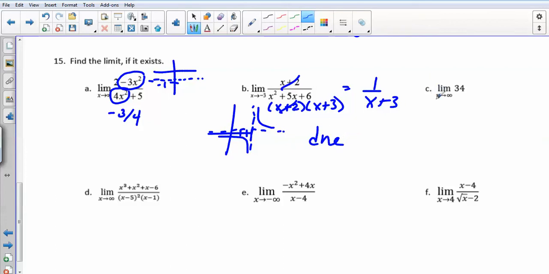The limit as n goes to infinity for 34, well, that means this function is always at 34. So as n goes to infinity, your y value will still be 34.